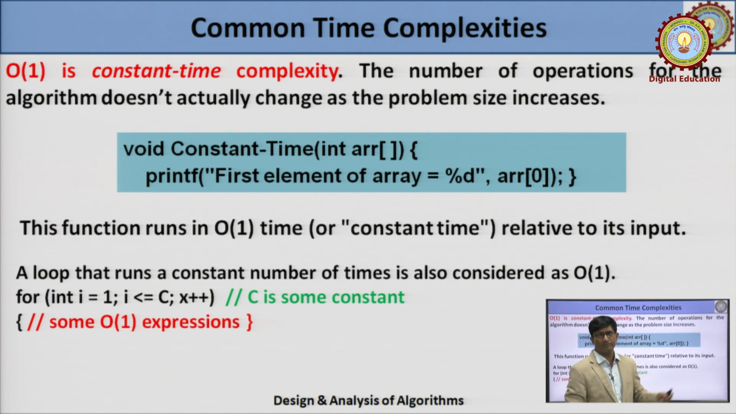In this example, we have taken a loop, but this loop is iterating for a constant number of times only, where C is considered to be a constant. So, this is also an example of a constant runtime algorithm. So, a loop can also be put under the constant time category in this example.